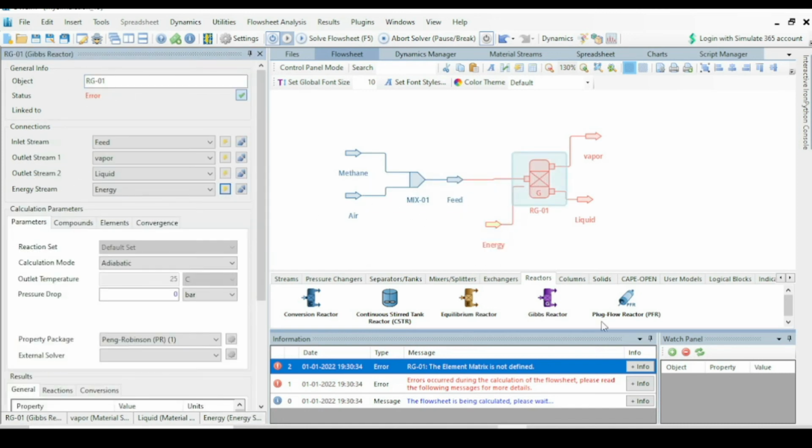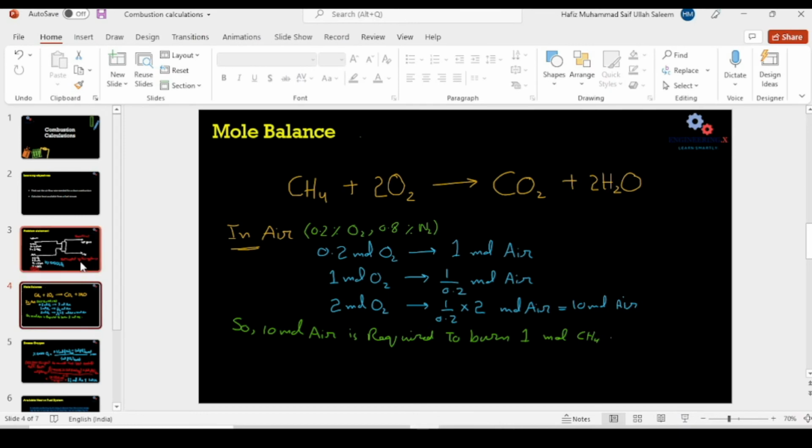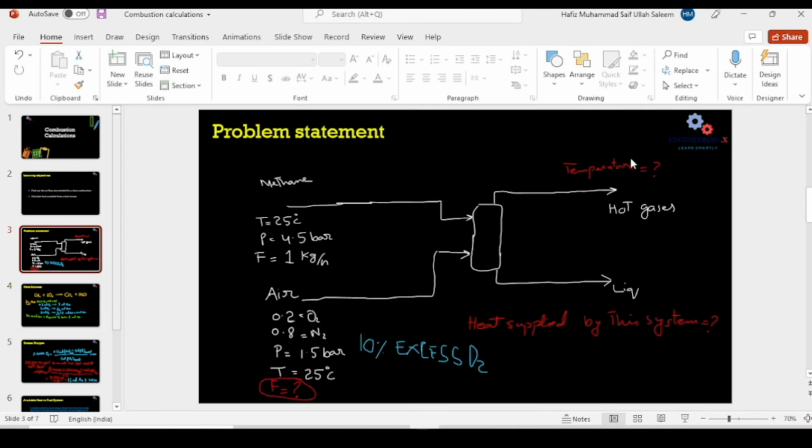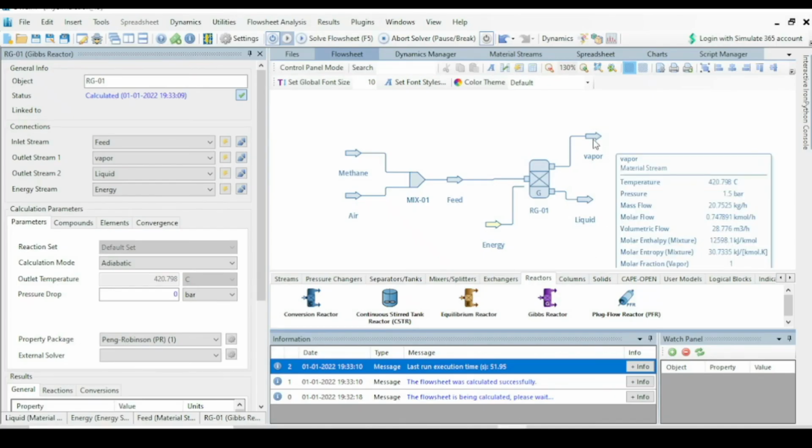Okay, so now just click on the reactor, and the calculation mode is adiabatic. So now the flow sheet has been converged. So now let's see the answer of our first question that was asked here, the temperature of hot gases. So to know that, just click on it here. So you can see that the hot gas temperature is 420 degrees C. Okay, so this is one answer.